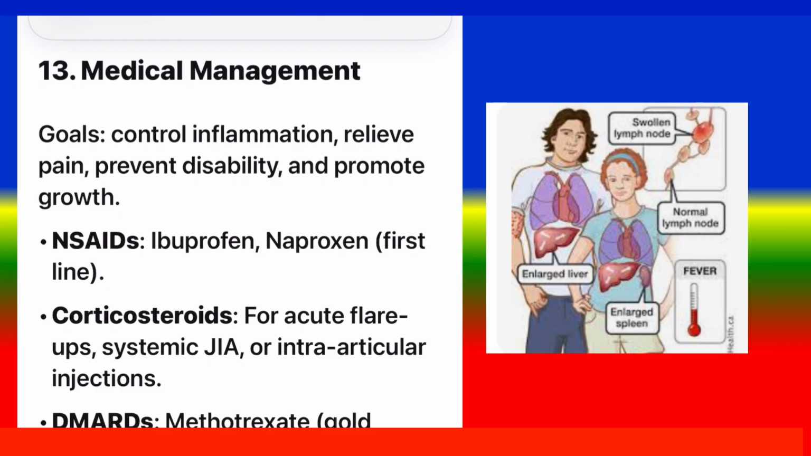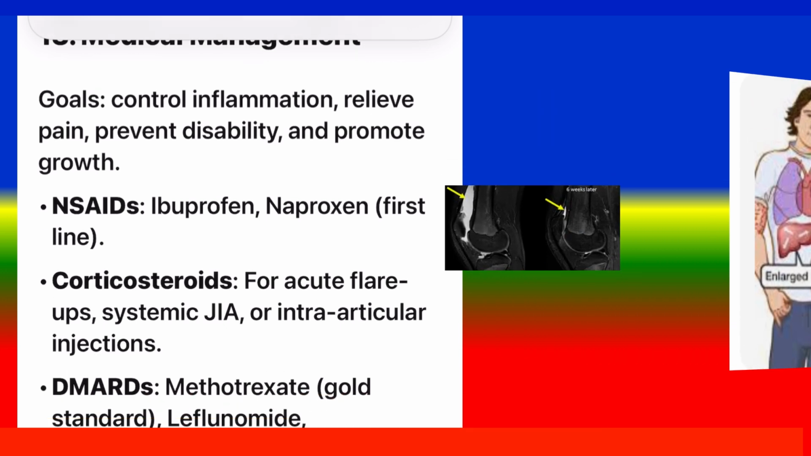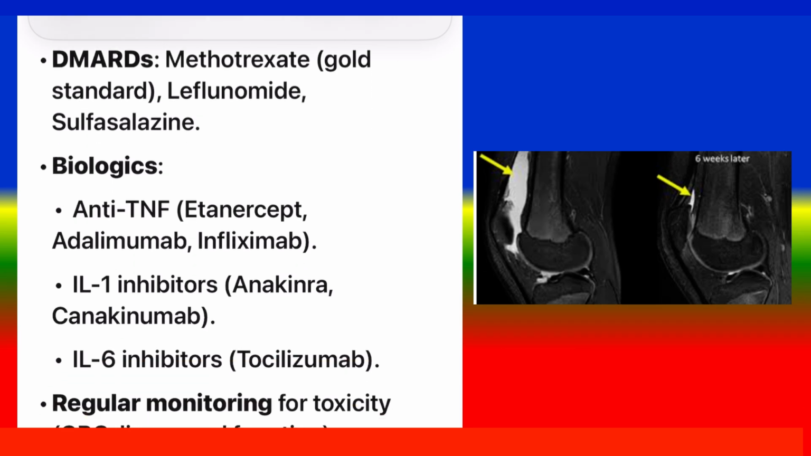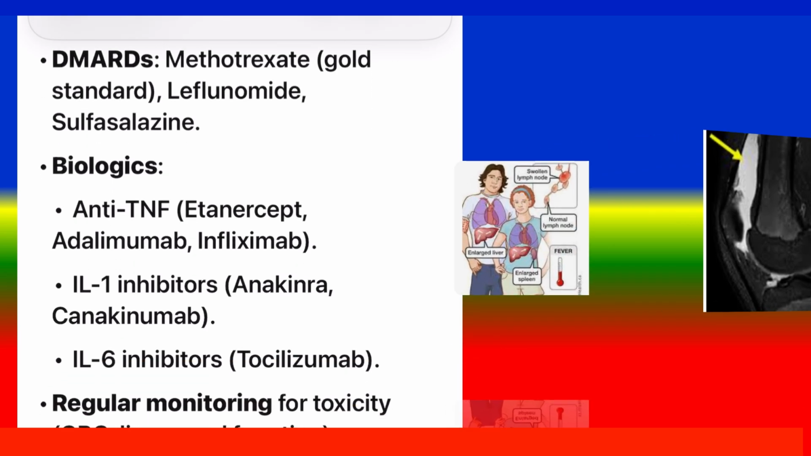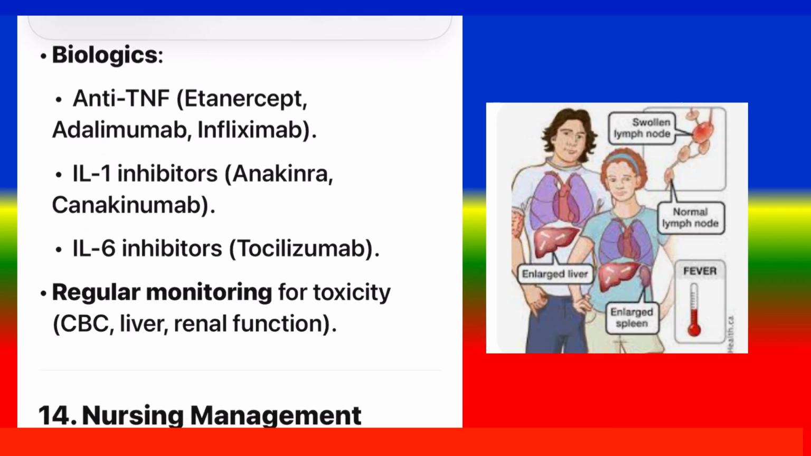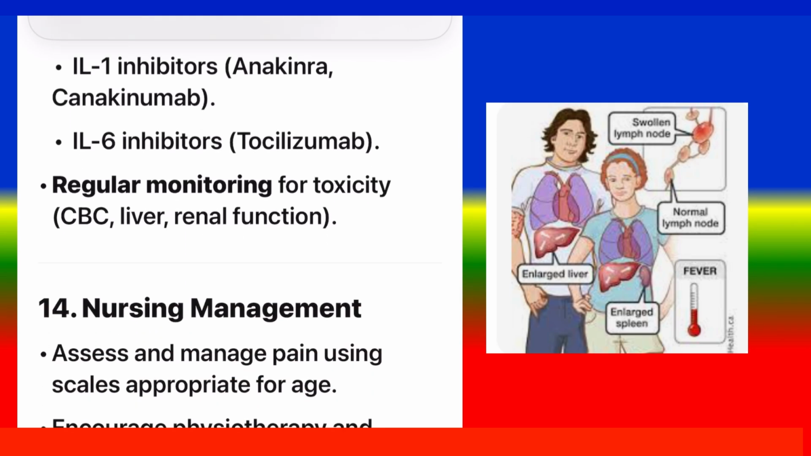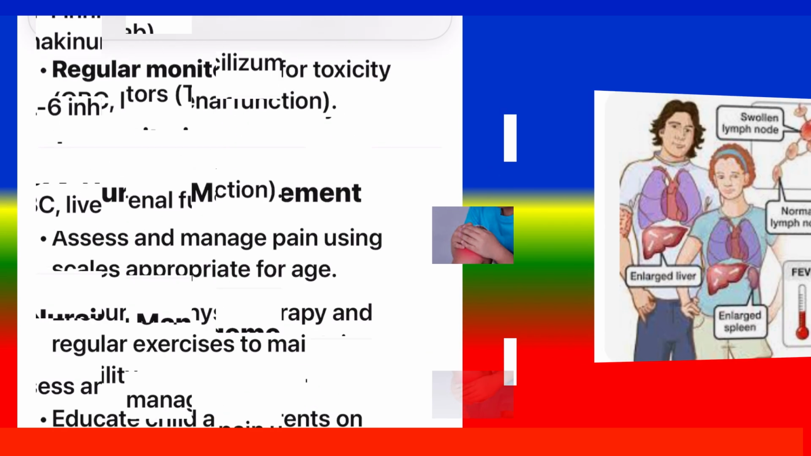Control inflammation, relieve pain, prevent disability, and promote growth. NSAIDs, ibuprofen, naproxen, first line. Corticosteroids, for acute flare-ups, systemic JIA, or intra-articular injections. DMARDs, methotrexate, gold standard, leflunomide, sulfasalazine. Biologics, anti-TNF, etanercept, adalimumab, infliximab. IL-1 inhibitors, anakinra, canakinumab. IL-6 inhibitors, tocilizumab. Regular monitoring for toxicity, CBC, liver, renal function.